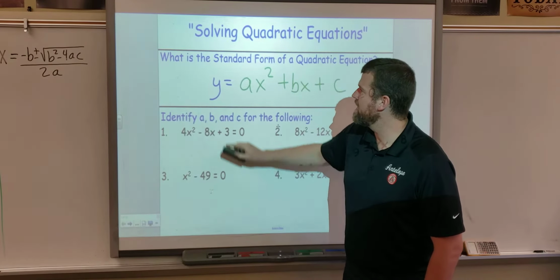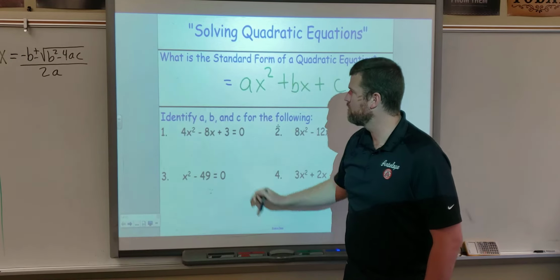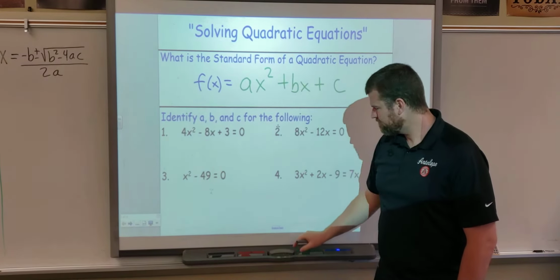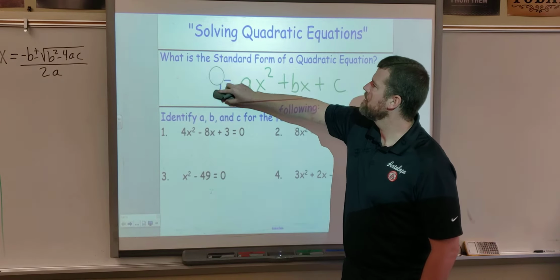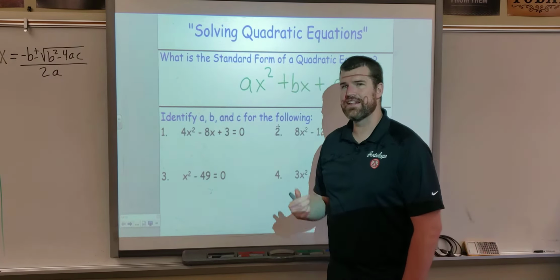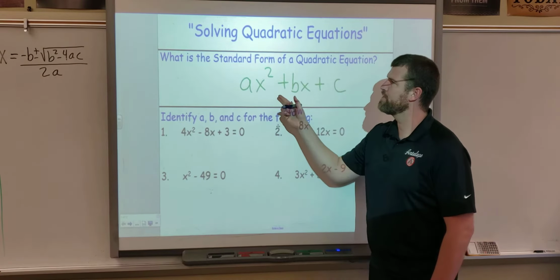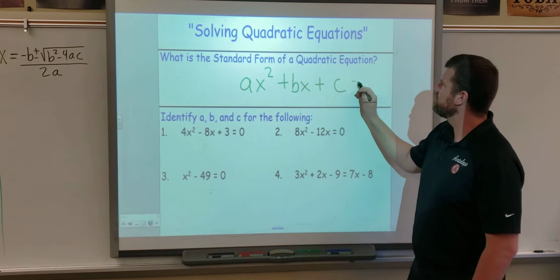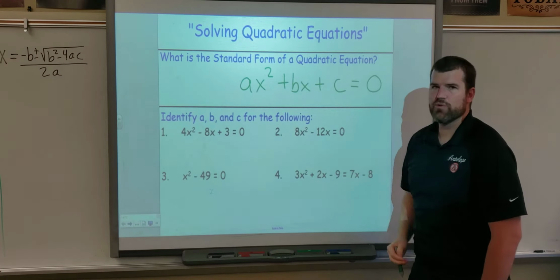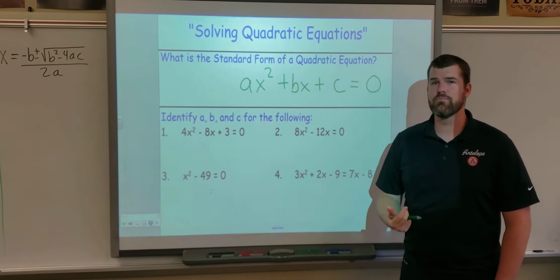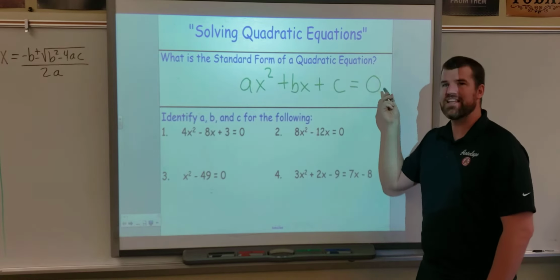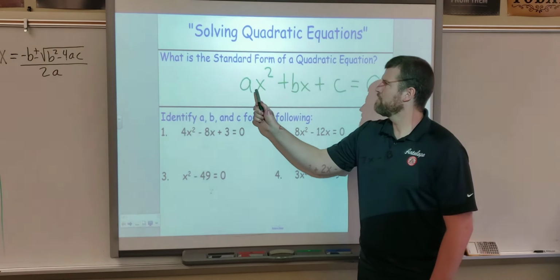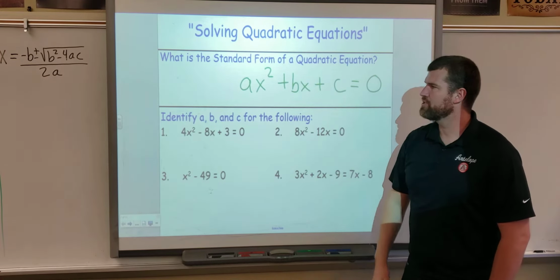When we're graphing, sometimes we'll have y equals in the front. Sometimes instead of y, we'll use function notation and we'll have f of x in the front. But when we're solving, our f of x or our y always needs to be 0. So we just rewrite it as ax squared plus bx plus c equals 0. So when we say get the problem in standard form, it's essential that we set it equal to 0. That's very important.